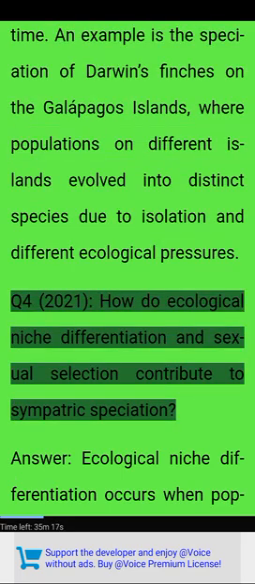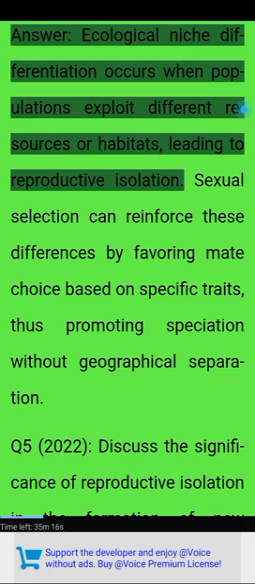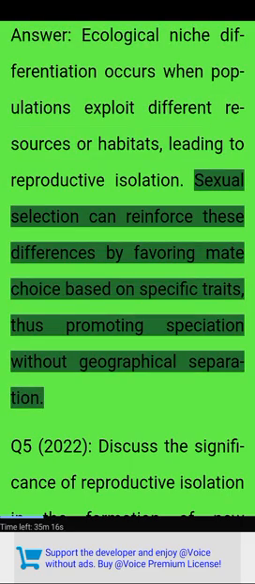Q4, 2021. How do ecological niche differentiation and sexual selection contribute to sympatric speciation? Answer. Ecological niche differentiation occurs when populations exploit different resources or habitats, leading to reproductive isolation. Sexual selection can reinforce these differences by favoring mate choice based on specific traits, thus promoting speciation without geographical separation.